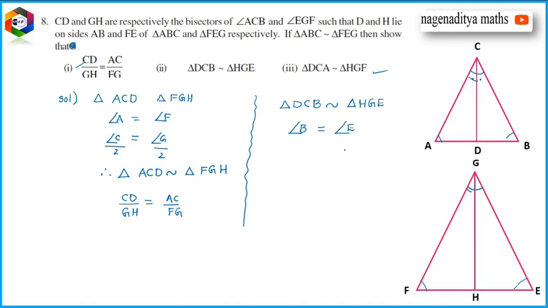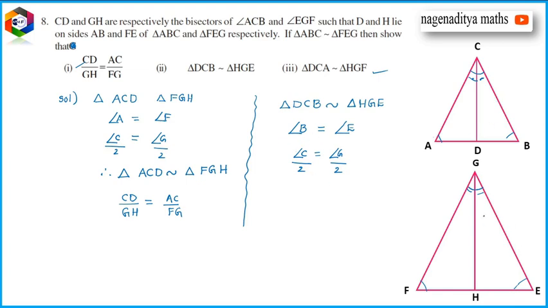Also angle C is equal to angle G here, and I'm going to divide both the angles by 2. Angle C by 2 is equal to angle G by 2. What is meant by angle C by 2? Angle C by 2 is nothing but angle DCB. So this one, and angle HGE is nothing but angle G by 2. So this angle. So corresponding angles must be equal.